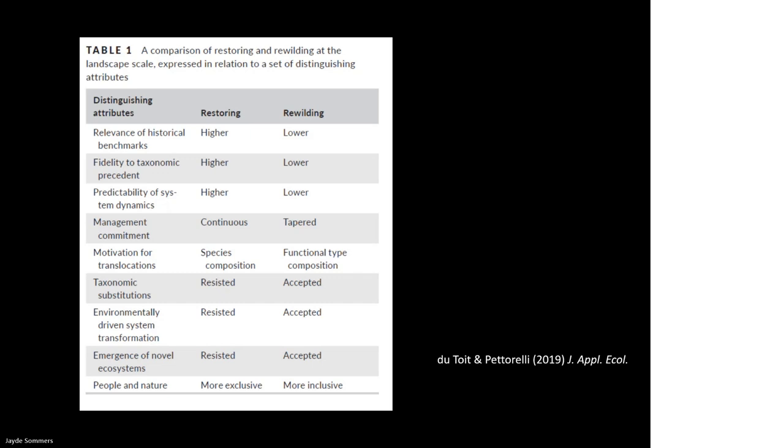Taxonomic substitutions in restoring are resisted. We want to get back to the way things were, get the species back that were missing. Whereas in rewilding, it's totally accepted. No problem, we can substitute species. If we can't get the original species, we can put in another one if it works. Environmentally driven system transformation with restoring is resisted. If climate changes, if the environment is changing, well, we're going to water those plants, or we're going to put up fire breaks, and we're going to protect the system so that it can be back the way it was. Whereas with rewilding, you accept it. The environment's changing. The system has to change, has to adapt.